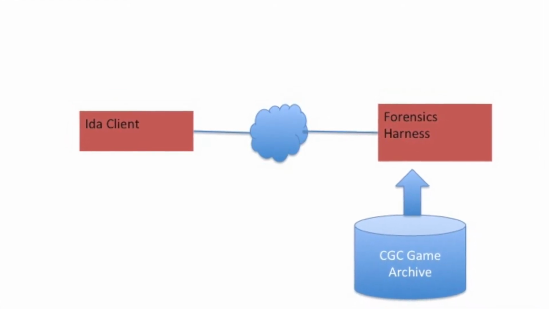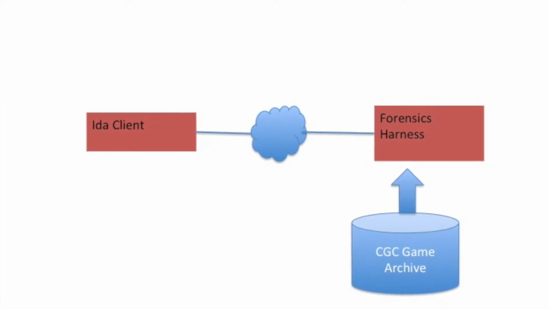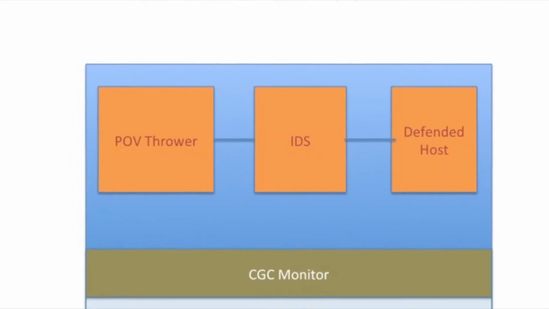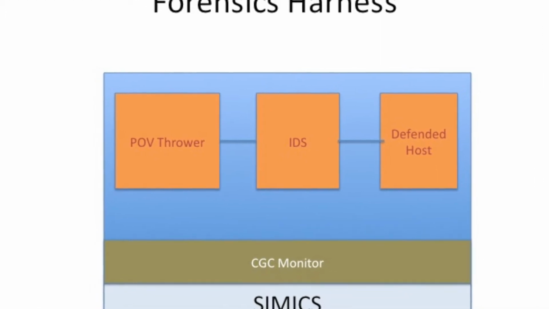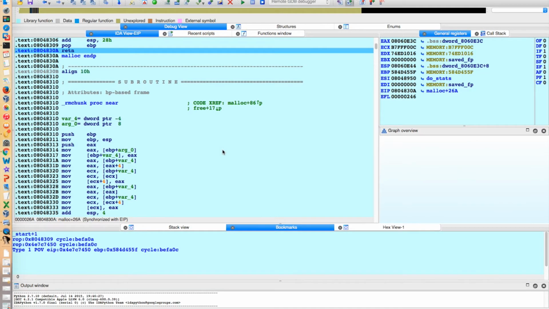The resulting files are pushed into the forensics harness that is emulating 3 servers: the POV thrower, the IDS, and the defended host. Then the named session is run. When the session on the emulator encounters something interesting, the local IDA Pro is automatically started and its debugger attaches to the Syncs GDB server, which has been activated on the forensics harness to facilitate interaction between the IDA debugger and the forensic harness.